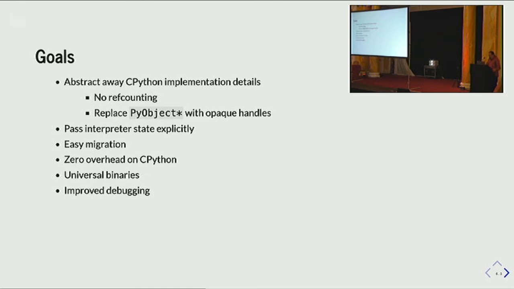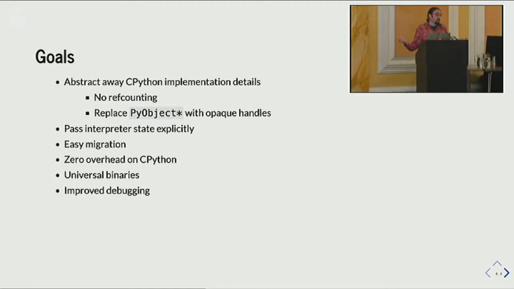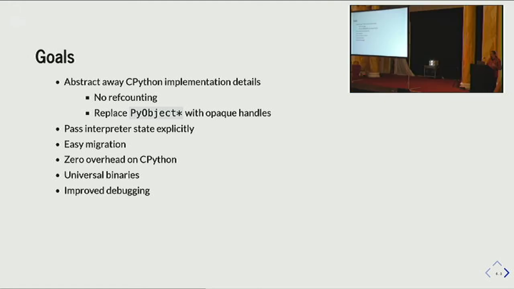Another important goal is that it shouldn't be worse than the status quo. So performance should be roughly the same as directly using the existing API. And finally, while we're at it, we'd also like to solve the problem of having to recompile your extensions all the time.